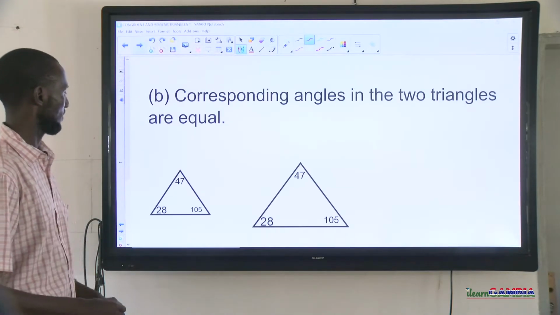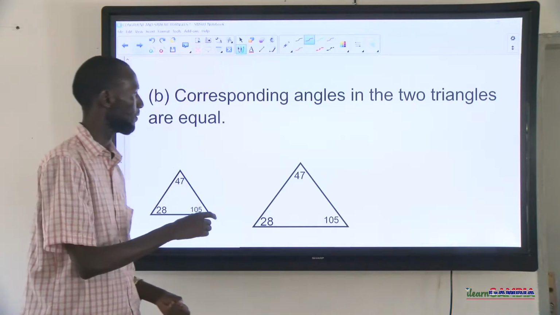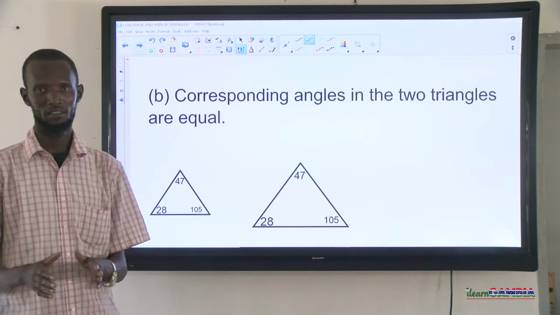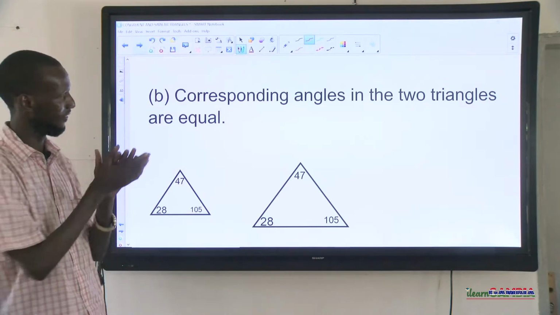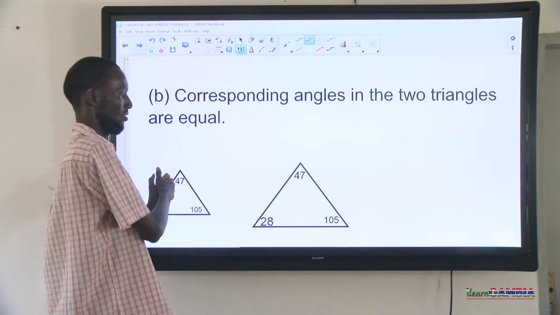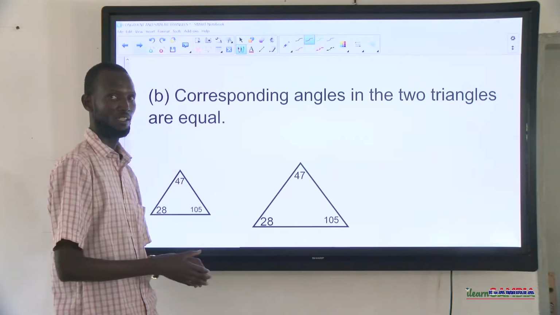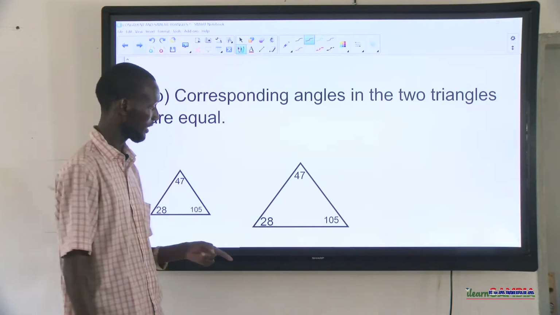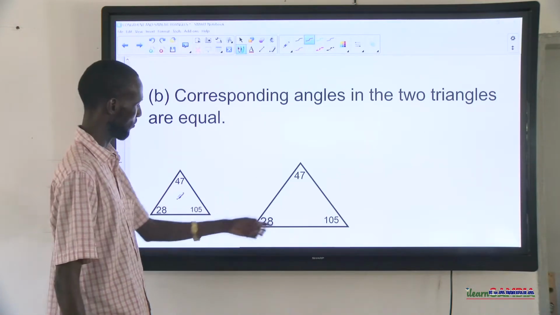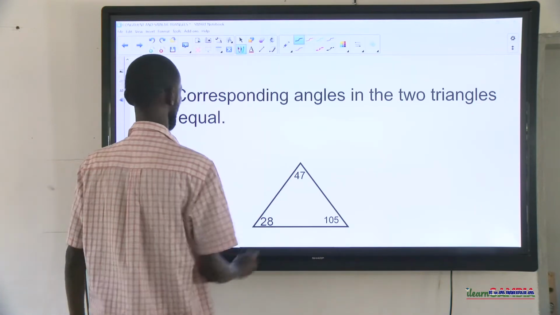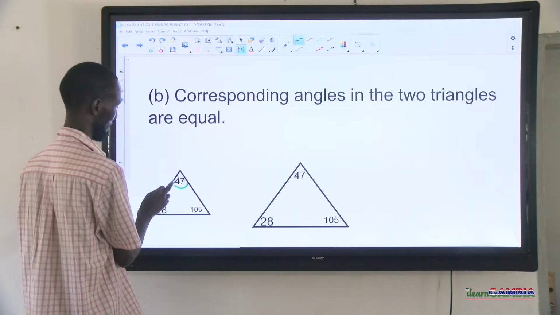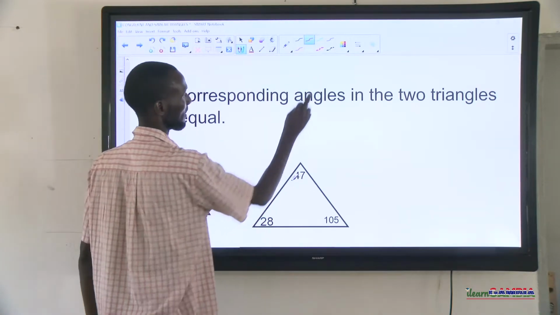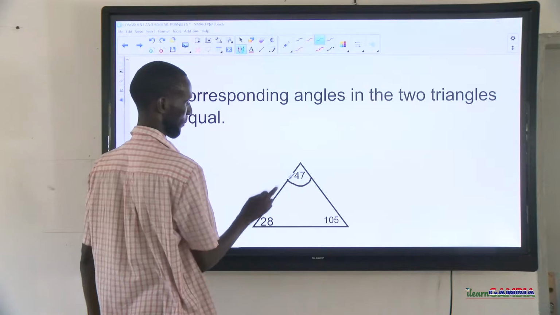Now the second one is the corresponding angles in the 2 triangles are equal. Now that's an easy property, all right? If all the corresponding angles of the 2 triangles are equal, then we can also say that those 2 triangles are similar. You can see clearly here, comparing these 2 triangles, you observe that this angle here is 47, and the corresponding angle on the second triangle is 47. So those 2 angles are equal.